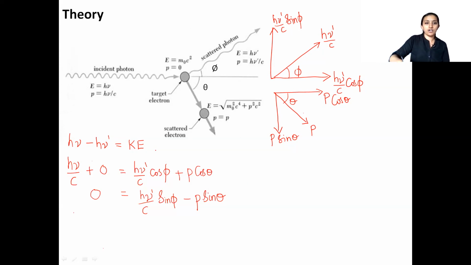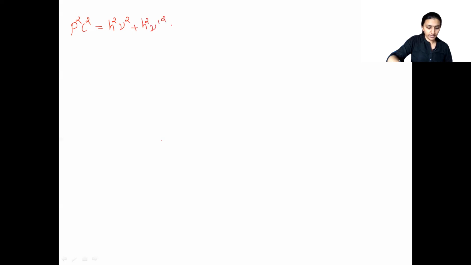Okay, so now let me call the first equation as equation 1. This is equation 2 and this is equation 3 for the perpendicular direction. Now equation 2 and 3 could be rearranged, and on squaring and adding these two equations, we would arrive at an expression for p squared c squared. That is, p squared c squared equals h squared nu squared plus h squared nu dash squared minus 2h squared nu nu dash cos phi.